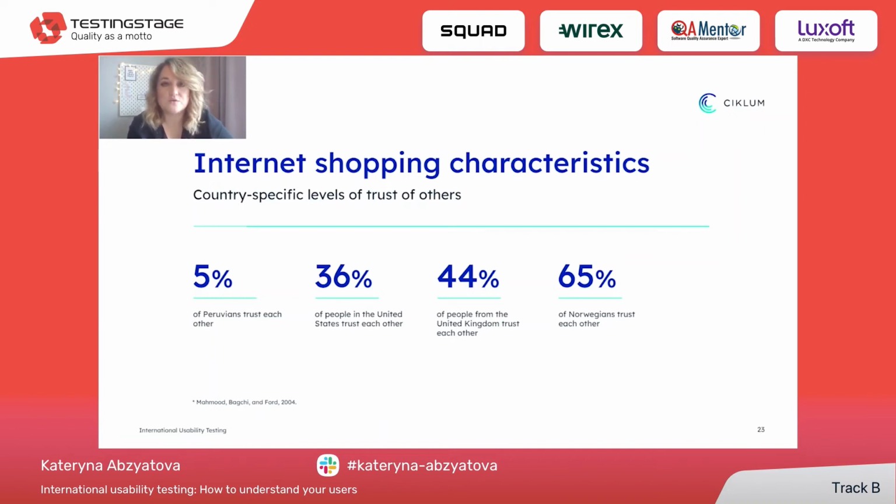That means that when you are selling something, a lot of people would be much more open and will trust your application much more, for example, in Norwegian countries. But if you deal with customers from countries where the level of trust in others is low, it's better to add more proofs, maybe more guarantees on your site, showing why it's safe to make orders from your website.